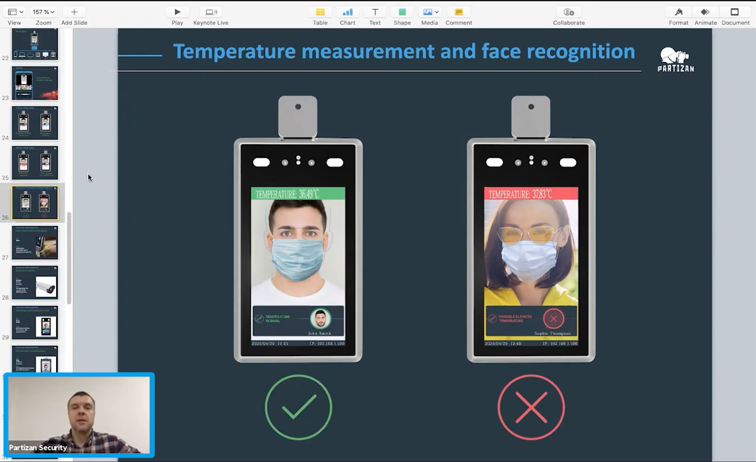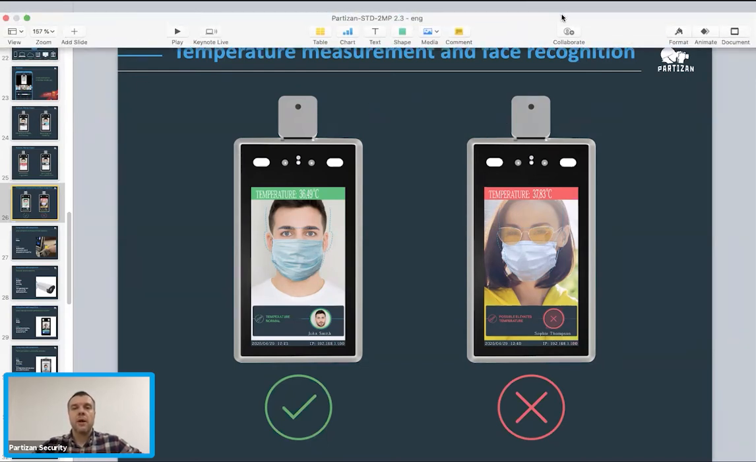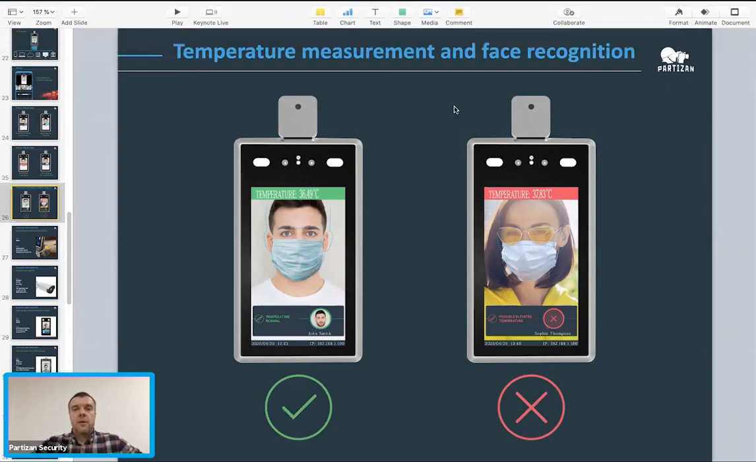It can make an audio announcement if the temperature is abnormal, or it can ask you to wear the mask. So, please wear the mask. Normally it says like that. And I will stop again for some questions.